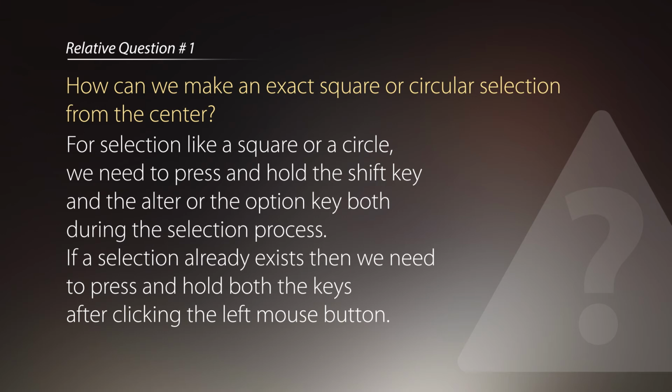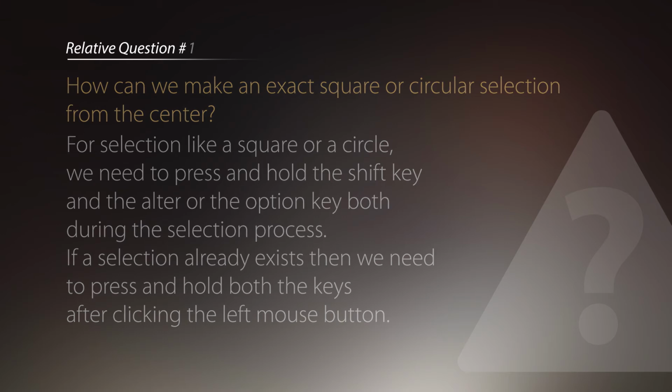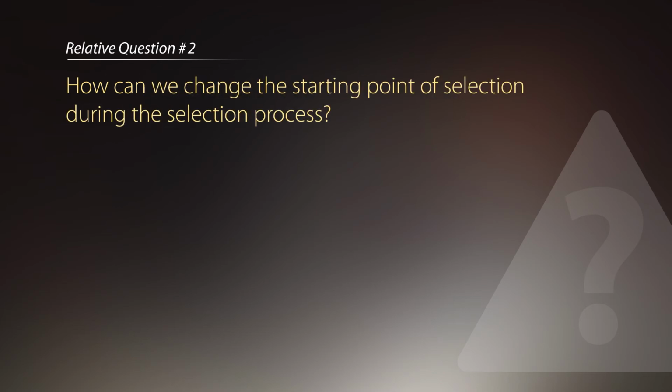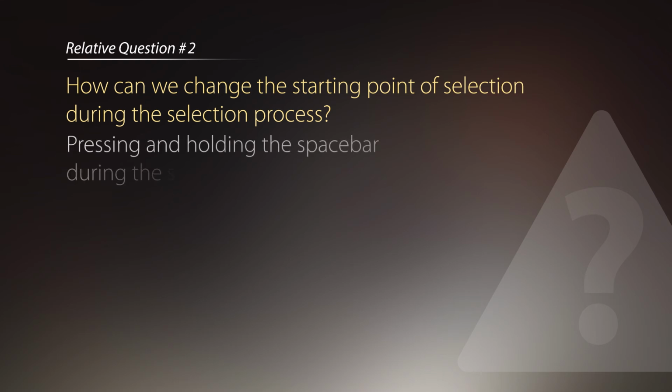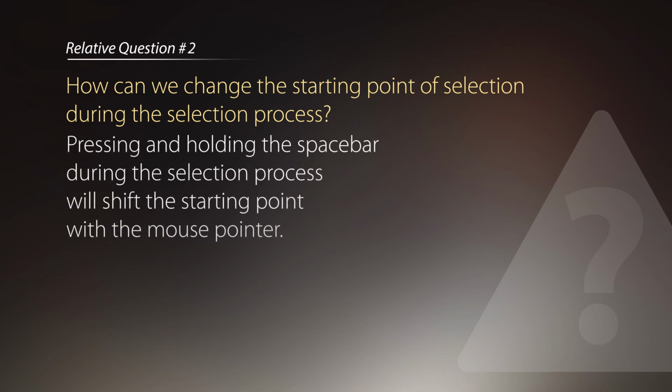The second question is, how can we change the starting point of selection during the selection process? So pressing and holding the space bar during the selection process will shift the starting point with the mouse pointer.